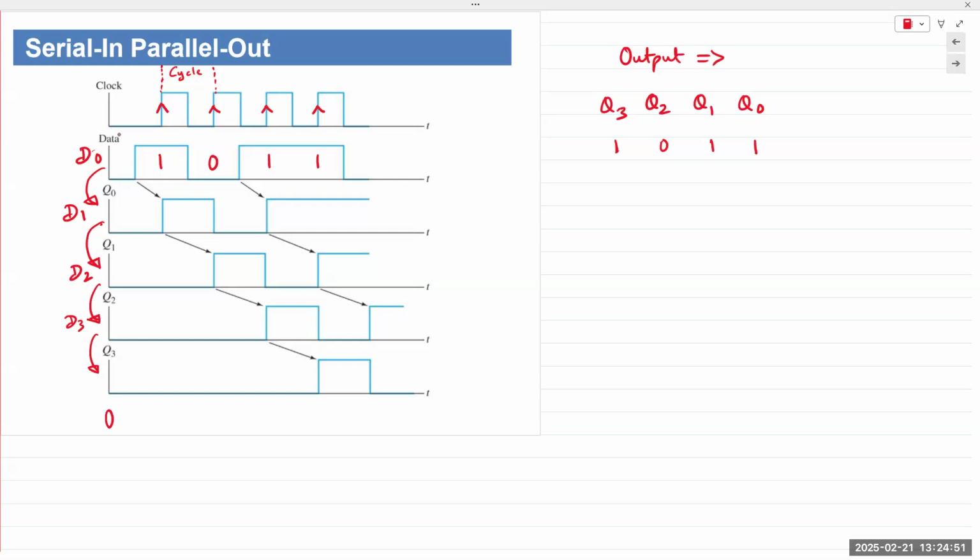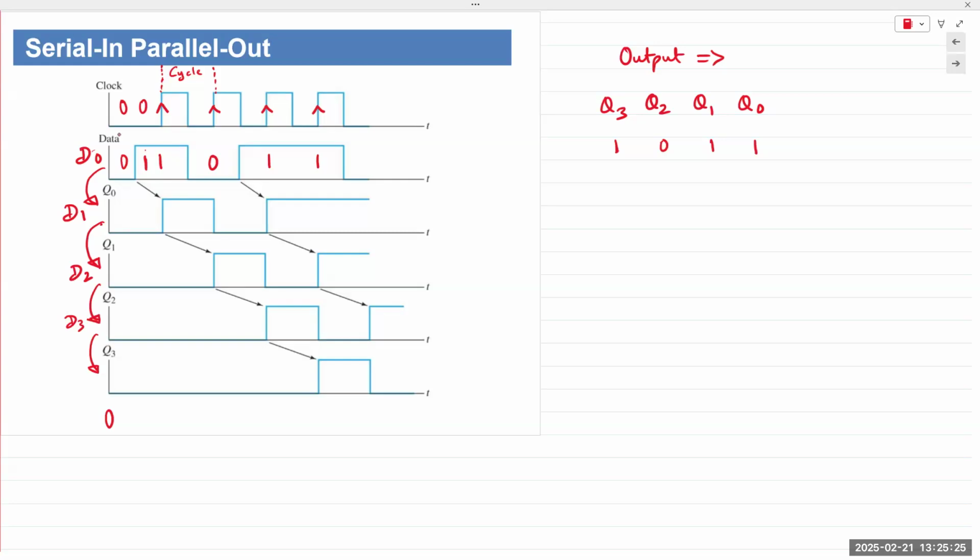Okay, let's look at the timing diagram then. Here the clock is 0, so nothing happens, right? Nothing happens. Data signal arrives. It's at 1, right? Here it's 1. D0, the input to the first flip-flop, is 1, but the output is 0 because a positive edge of the clock has not yet arrived.